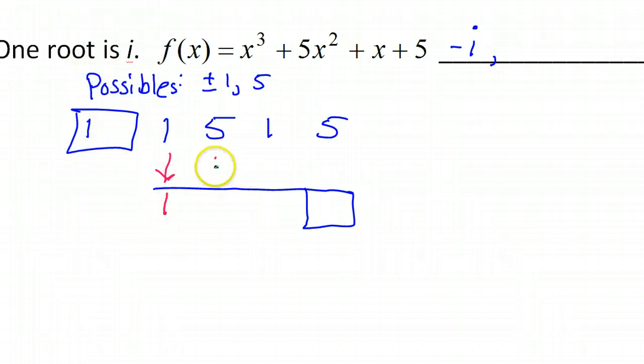Okay, so 1 times 1 is 1. That's 6. 6 times 1 is 6. That's 7. 7 times 1 is 7. That's 12. Okay, that didn't work out. So much for positive 1. How about negative 1?